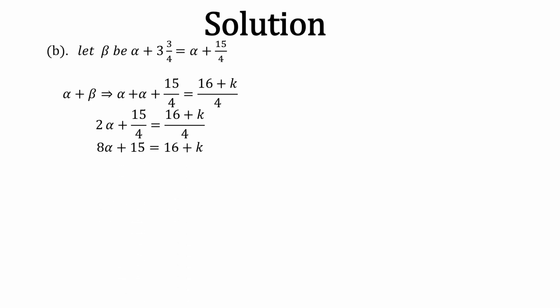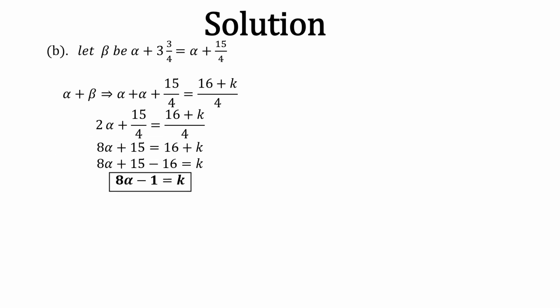Let's try and make k the subject and see how it can help us. So k is equal to 8 alpha plus 15 minus 16, which means 8 alpha minus 1 is equal to k. This is very important. Let's keep it in our mind, so we need it again.